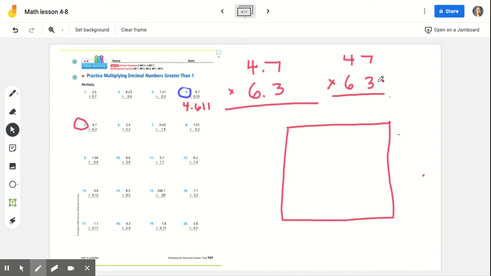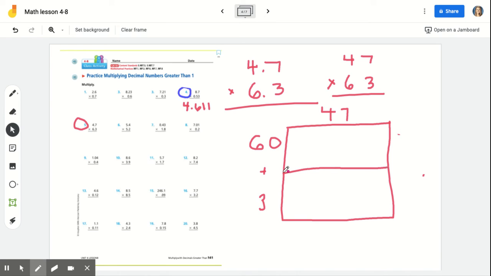At the very top, I'm going to use one of these factors to keep the same. Let's just do 47 at the top. And then on the side, we're going to break 63 into its place values, and then add them together. So that 6 represents 60. It's in the 10 spot. And then 3 ones is just 3. 60 plus 3 gives us 63.